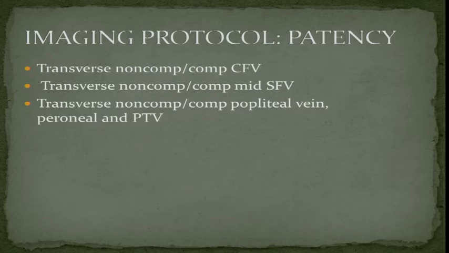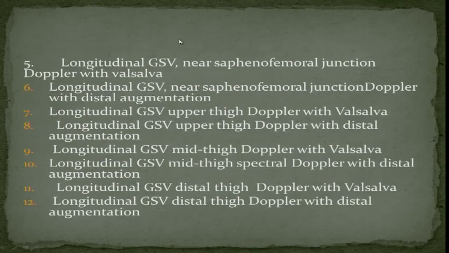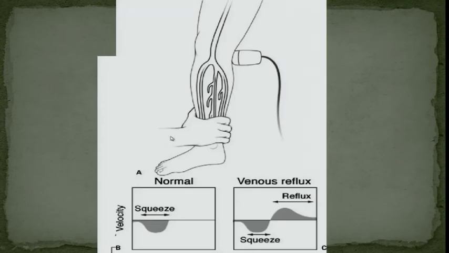Imaging protocol. We look at patency. This is what she's doing. This is just for DVT evaluation. These are the images that she will acquire, and these are all the set of images. So you can see that she is doing all these images. But let me just show you this before I show you the video. All right, here we are doing distal augmentation to this patient's calf.